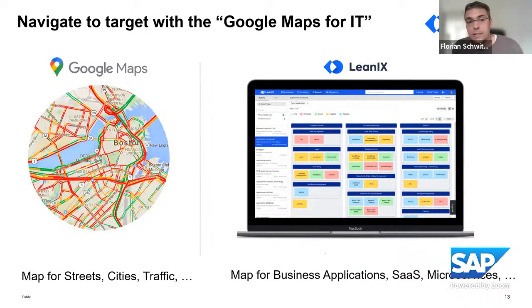And on the other hand, today, we have the enterprise architecture. On the enterprise architecture side, we cover all relevant topics with LeanIX. LeanIX is an SAP Endorsed App. LeanIX describes themselves as the Google Maps for IT to navigate to the target of successful transformations. LeanIX finally is a map for business apps, for SaaS, for microservices, and the management of it. And with that, in this introduction, I hand over to Chris, who now shows you to connect processes and solutions with enterprise architecture.